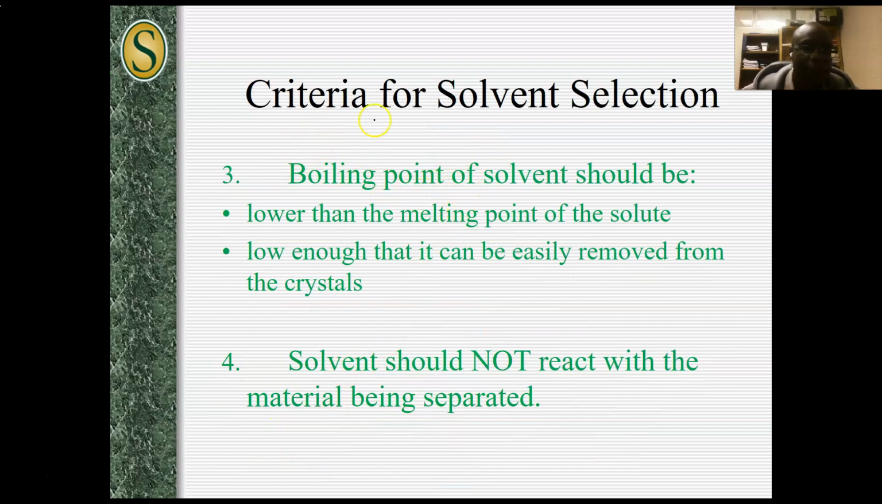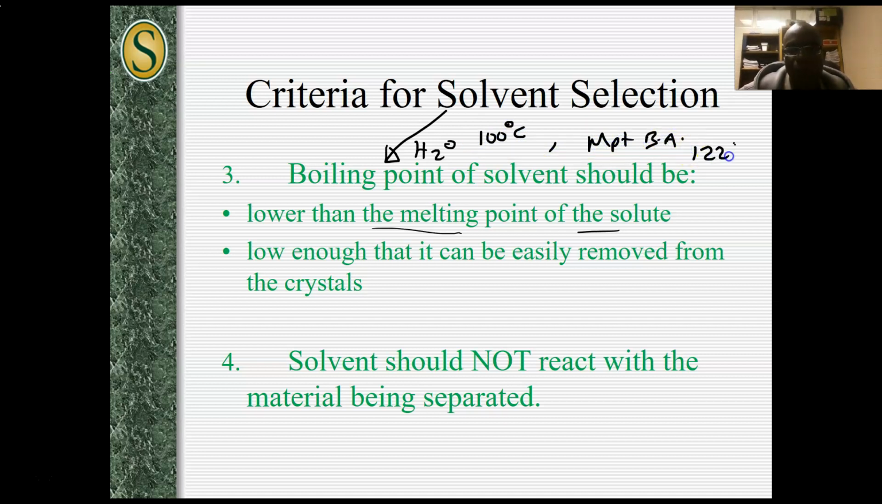The next criteria for choosing a solvent: it should have a boiling point lower than the melting point of the solute. Water passes this criteria number 3 because the boiling point of water is 100 degrees. The melting point of benzoic acid is 122 degrees. So water passes because it has a low boiling point compared to the melting point of benzoic acid.